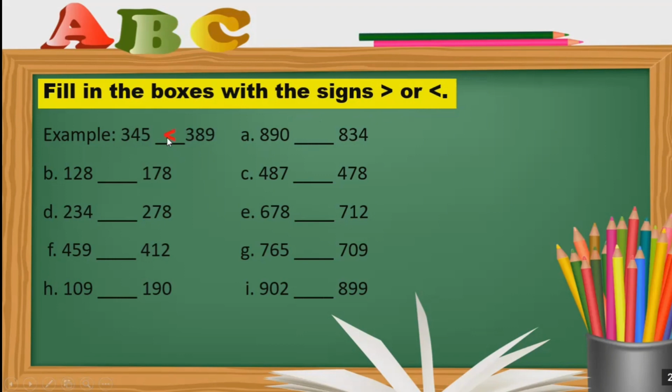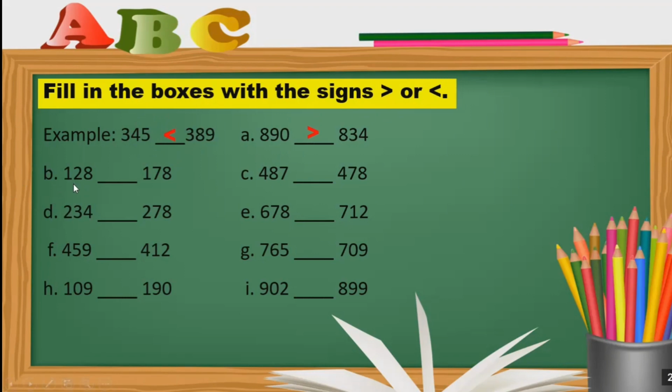Okay, example here, 3 and 3, the same number. So let's proceed to the tens place. Hundreds place are the same. Tens place, 4 and 8, 4 is smaller, so we use this symbol. Now in letter A, what do you think is the answer? 8 and 8, the same. 9 and 3, so number 9 here is greater number, so we will use greater than symbol.